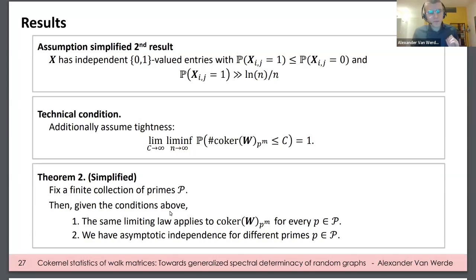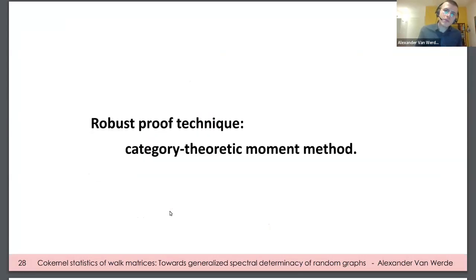All right. Now, as I mentioned, what is really interesting here is that the proof technique is going to be a lot more robust. And specifically, I will rely on something that is known as the category theoretic moment method. This is a relatively new technique as these things go. And the general principle is going to be an extension of the moment method, as the name suggests.